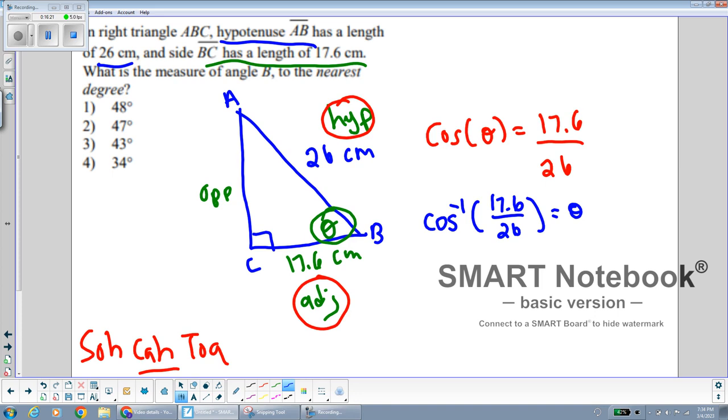So on my calculator, once again, I'm going to hit second, cosine button, 17.6 divided by 26. And I'm going to hit enter. And it says to round to the nearest degree. And on my calculator, I got approximately 47 degrees because it's 47.39. So that's approximately 47.